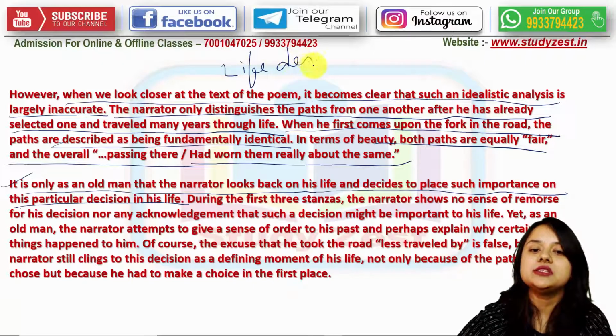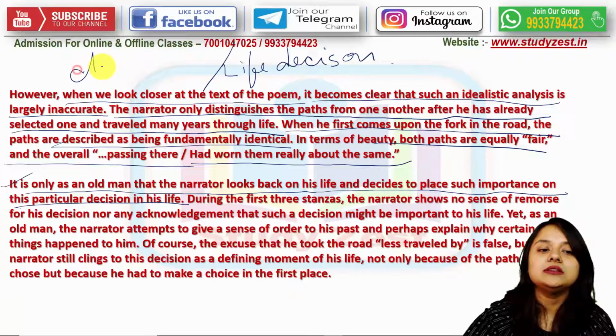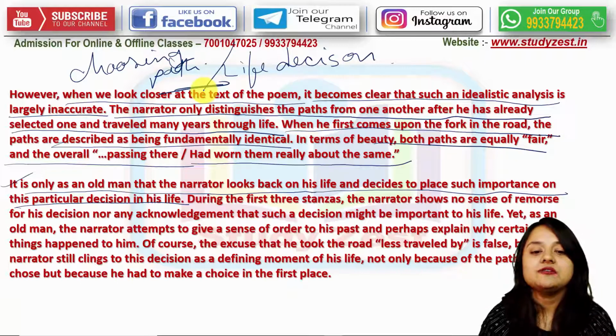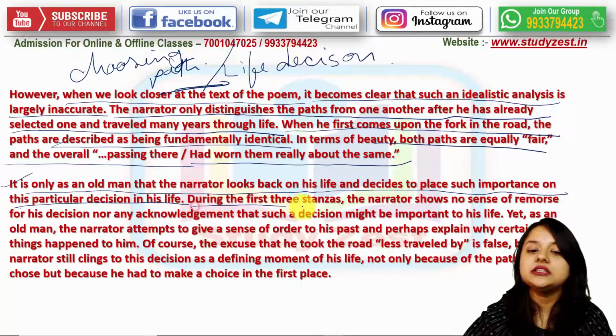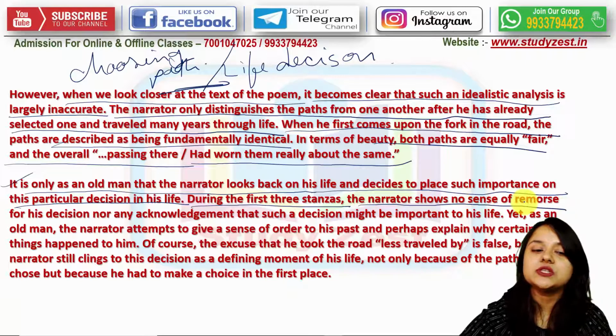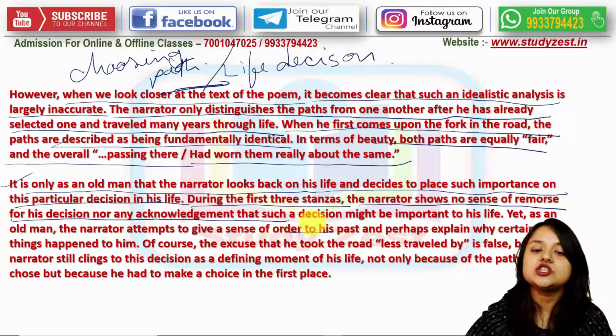Okay, remember this here. Whenever he is choosing a path, that means he is making a life decision here. Okay, this is very important. So that's why during the first 3 stanzas, the narrator shows no sense of remorse for his decision, nor any acknowledgement that such a decision might be important to his life.